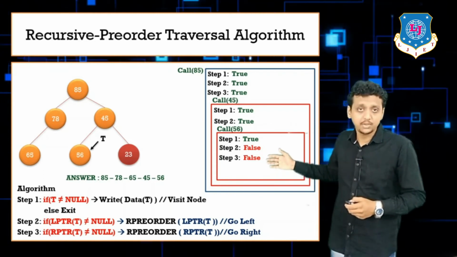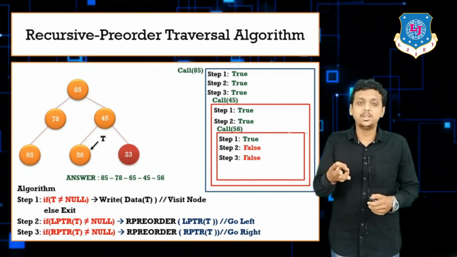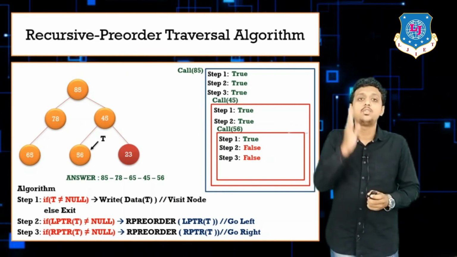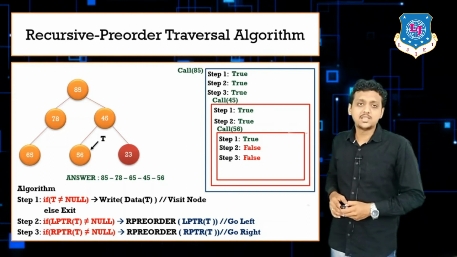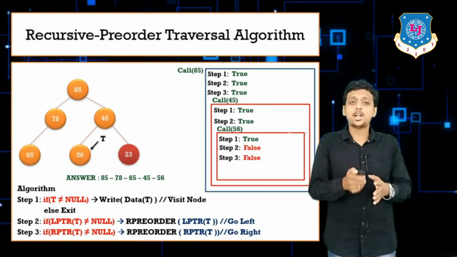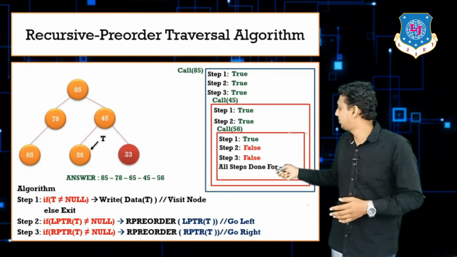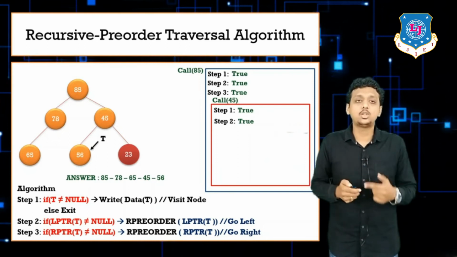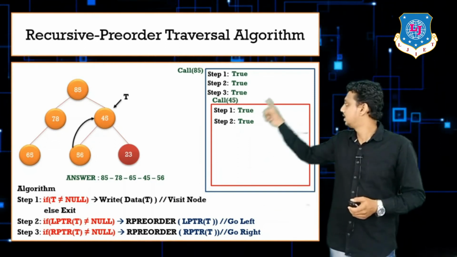Is there any step left for 56? Step number 1 is completed, 2 is completed, 3 is completed. That means function call is finished for 56. So for 56 the function call is completed. That's why my control gets back towards the parent node. Here all steps are completed for 56. So students, my function control gets back to the parent node, that is 45.